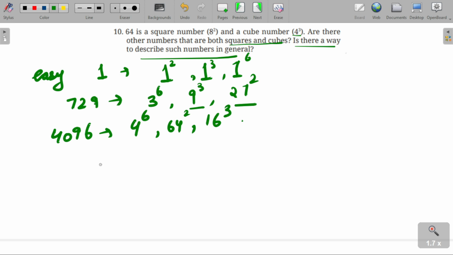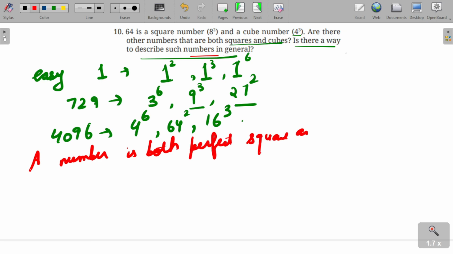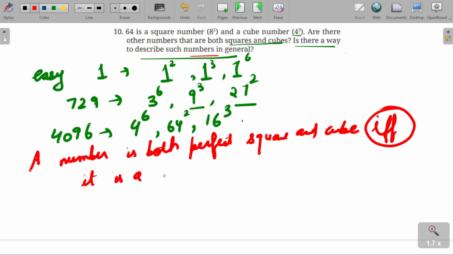So generally they are asking, is there a general way to describe this? Generally a number is both a perfect square and cube if and only if it is a perfect sixth power.